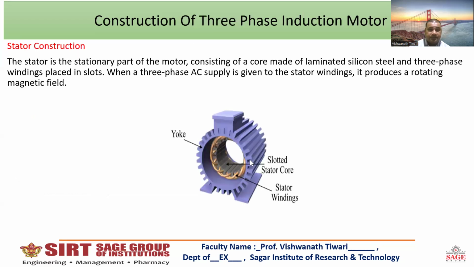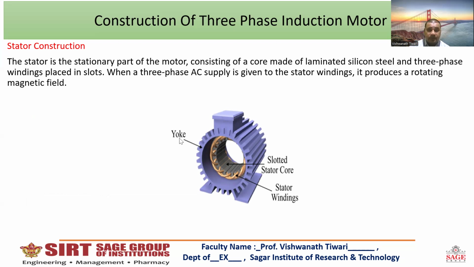Construction of stator. The stator is a stationary part of the motor, consists of a core made of laminated steel and three-phase winding placed in slots. When a three-phase AC supply is given to the stator windings, it produces a rotating magnetic field.